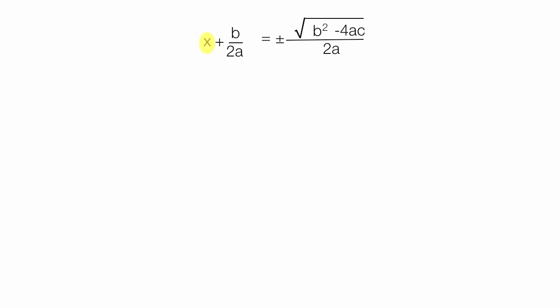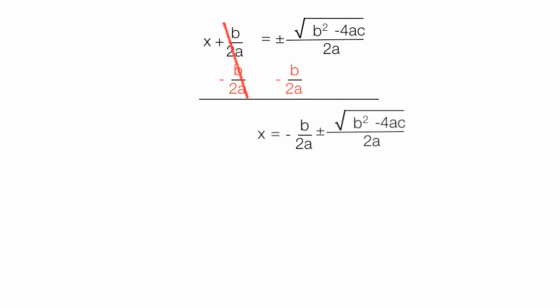Now I want to isolate that x by itself, and to do that I subtract b divided by 2a from both sides of the equation. So now I have x on the left-hand side, and this is equal to negative b divided by 2a plus or minus the square root of b squared minus 4ac divided by 2a. These two denominators are the same, so I can add and subtract them together.